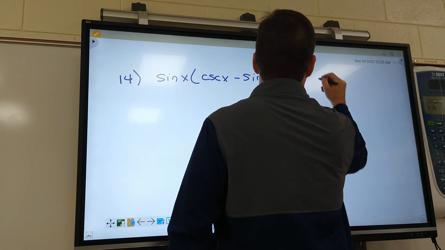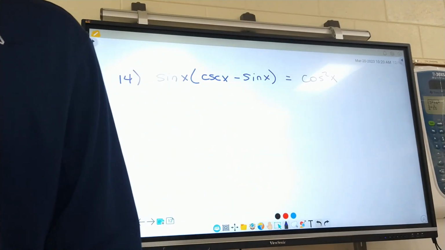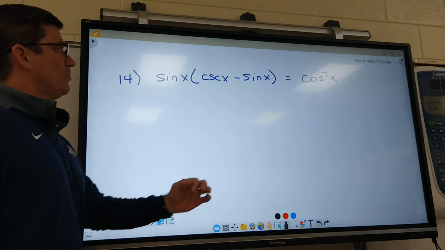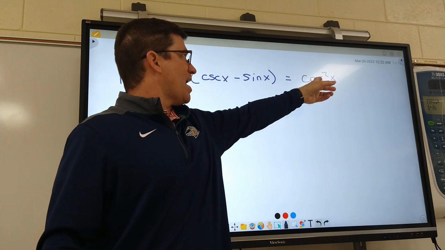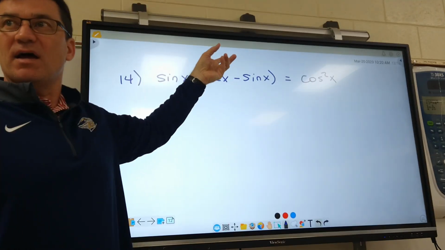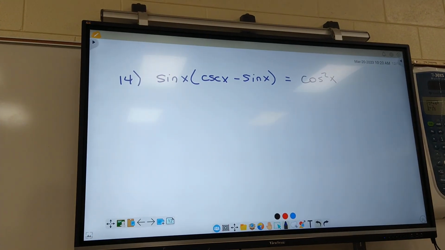Yeah, I was looking at the wrong problem. All right, so we're on 14, we still got cosine squared. Okay, so the right side is already simplified to 1 word. Let's just work on the left side. So you guys go through, change what you can change.